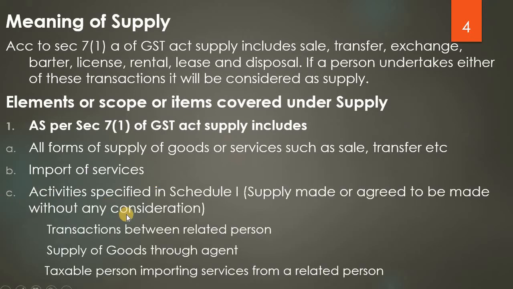Then the third one is activities specified in Schedule 1, that is, supply made or agreed to be made without any consideration. So what are those supplies? In Schedule 1 we can see such transactions as transactions between related persons, which may be with or without consideration, or supply of goods through an agent, also with or without consideration, or a taxable person importing services from a related person. If any taxable person imports services from outside India from a related person with or without consideration, then such activities are considered as supply.